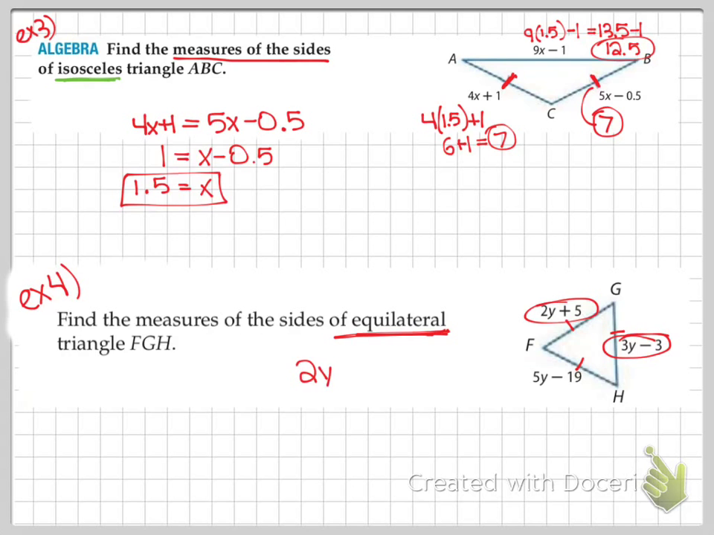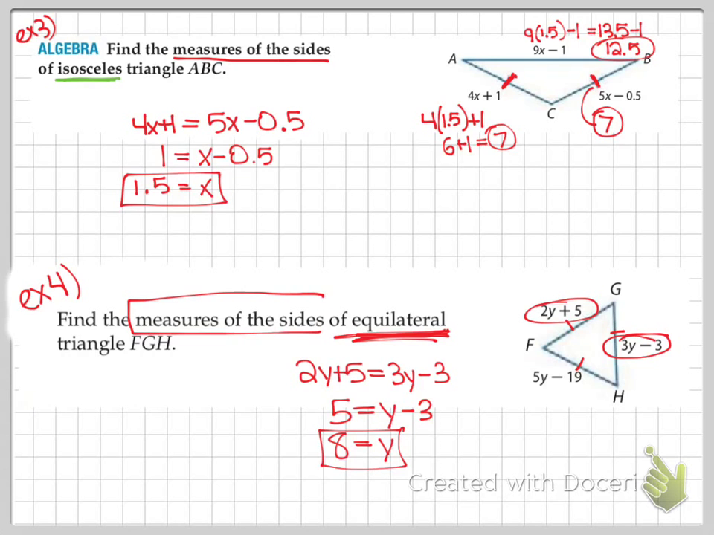So we're going to do 2y plus 5 equals 3y minus 3. And we know they're equal because that's an equilateral triangle. All sides are congruent. So if we solve this, we get 5 equals y minus 3. So therefore, y equals 8. Now again, that's our variable. What we want to do is find the sides. Make sure when you're doing these types of problems that you read the directions really carefully and understand what it's asking you. So if I want to find the sides, I'm going to plug that in.